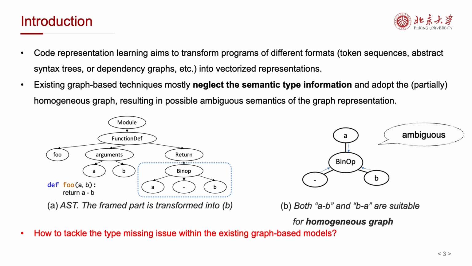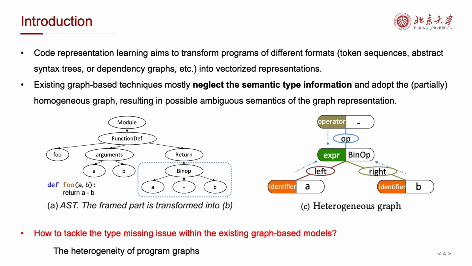Code representation learning aims to transform programs of different formats, including token sequences, abstract syntax trees, or dependency graphs, into vectorized representations. Existing graph-based techniques mostly neglect the semantic type information and adopt the homogeneous graph, resulting in possible ambiguous semantics of the graph representation. In order to tackle the type missing issue within the existing graph-based models, we bring up the heterogeneity of program graphs and try to use the heterogeneous graph for code representation.